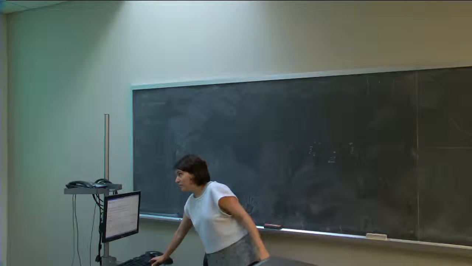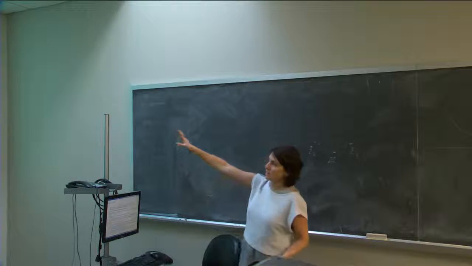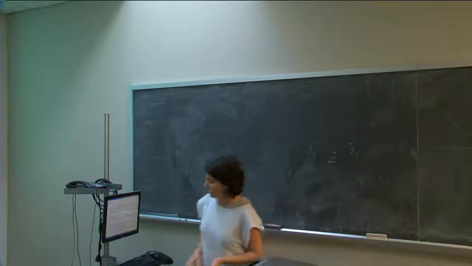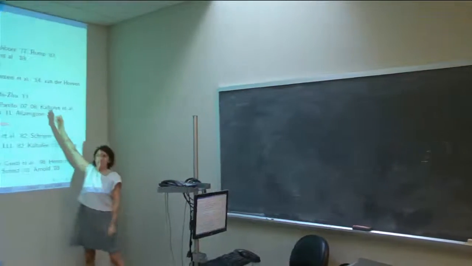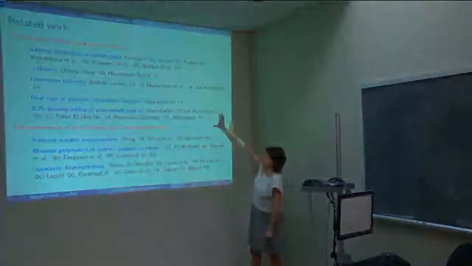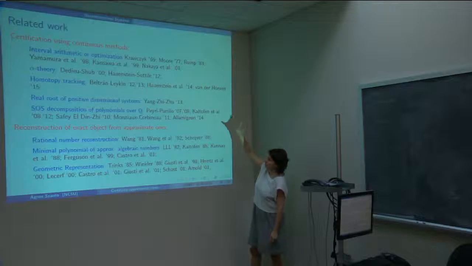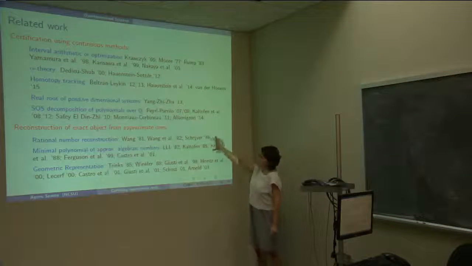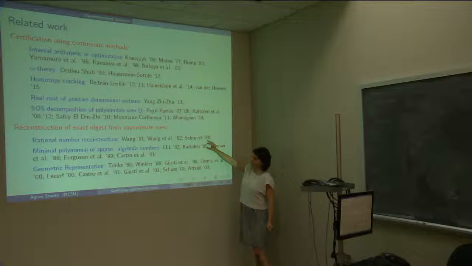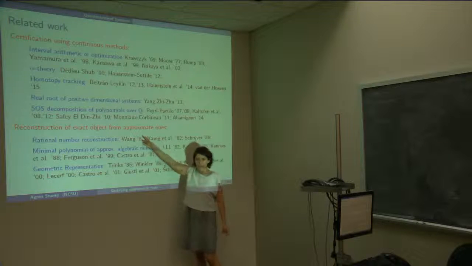The algorithm that we give is not new. There's a lot of work, as I mentioned. I don't want to go through everything. So the first part I list is the one mentioned at the beginning, the certification of the continuous properties, which we don't do. And here, our method is reconstruction of an exact object.